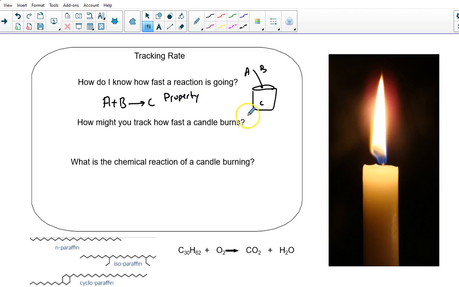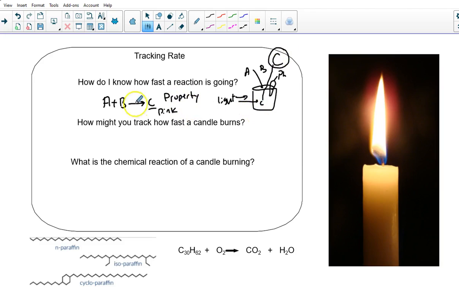In some cases it might literally be a pH meter. That could be an option. Some property could be light, color being shined through something. Maybe C is pink. Or in this case, maybe C is a gas, and we can trap it in a container.